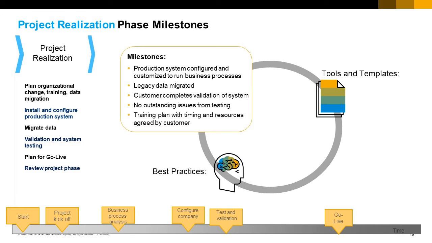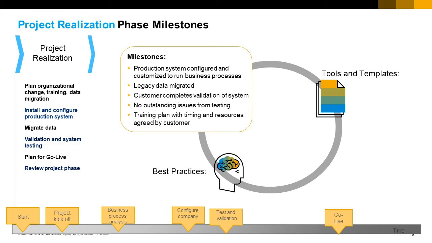Training plan with timing and resources agreed by customer. During this phase, the consultant should plan the training of end users. The training will occur in the next phase, but you should get a commitment from the customer now for users' time to attend training. The training might be delivered by the consultant, or by the customer, depending on the contract. The training guide in the AIP materials provides tips and guidelines for end-user training.